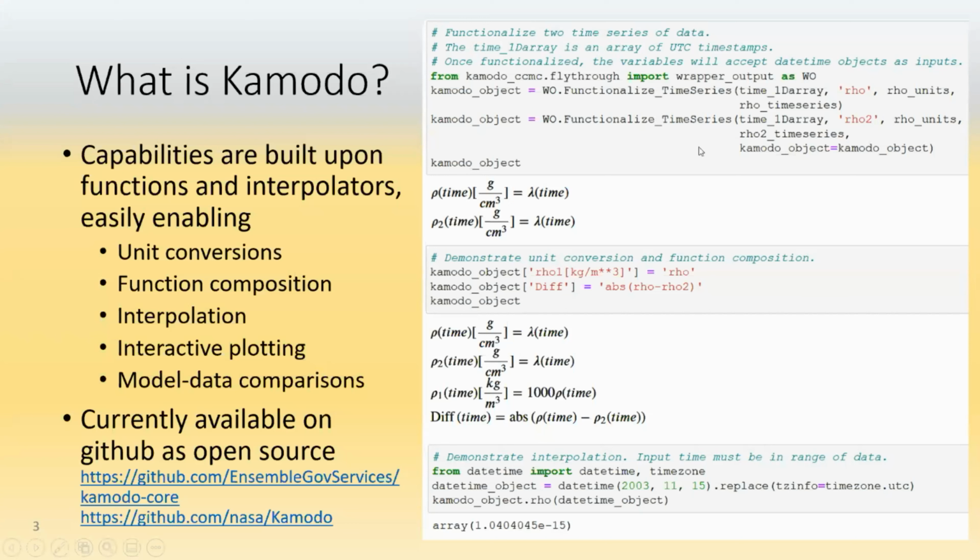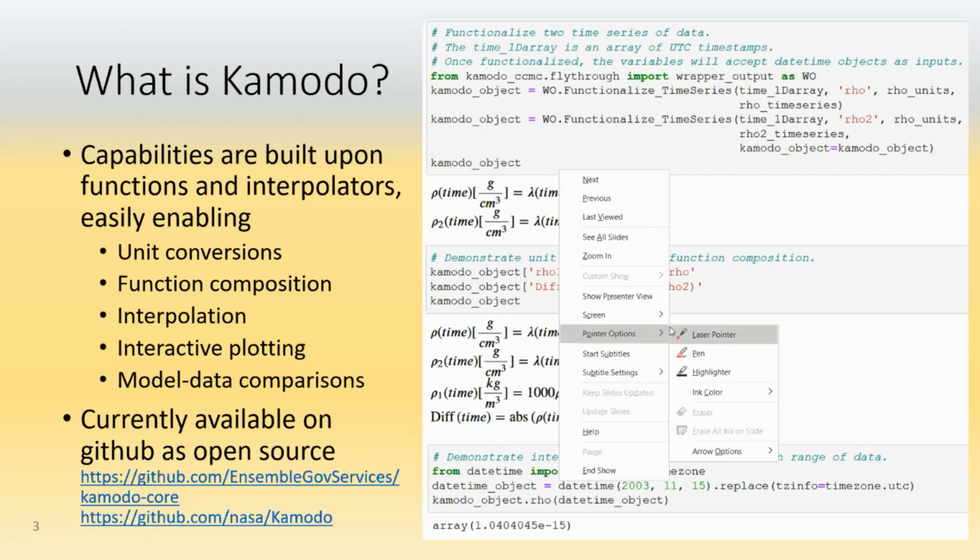So here's an example on the top right in the first block of how to functionalize, say, one-dimensional time series data with this particular function that I wrote. It takes a one-dimensional array of time values, a string telling it the variable name, some units, and a one-dimensional array of, in this case, density values. And you can do that repeatedly, all pulling it into the same Komodo object, which I'll explain in a moment. But this Komodo object functionalizes the data.